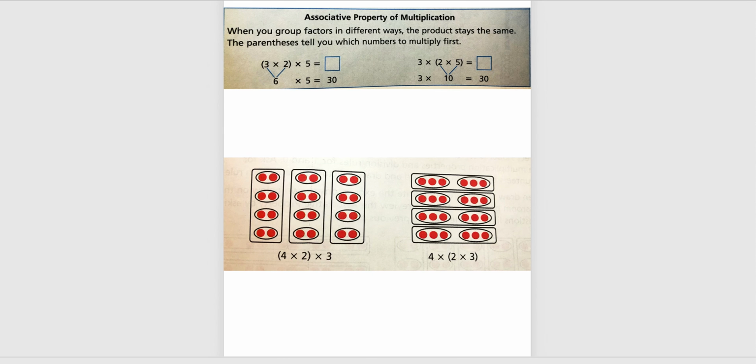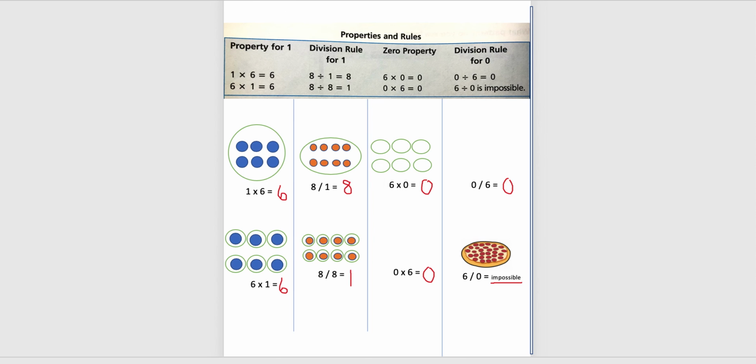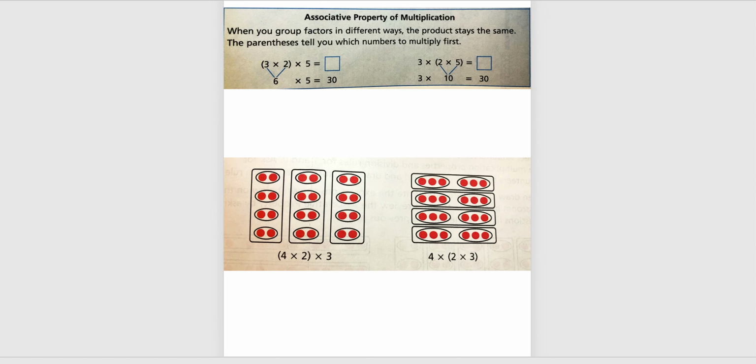If you're looking at your class activity page, you will see this part at the top followed by the associative property of multiplication. So the associative property of multiplication tells us that when you group factors in different ways, the product stays the same. The parentheses tell you which numbers to multiply first. So anytime you see a multiplication equation with more than 2 numbers, if it has parentheses, that automatically tells you that you have to multiply what's in the parentheses first.